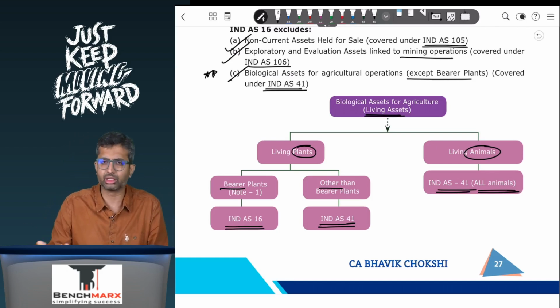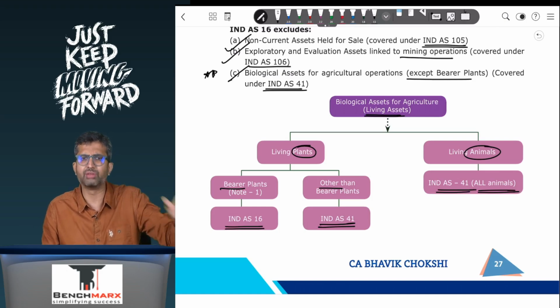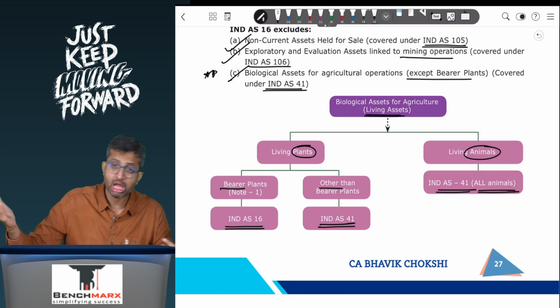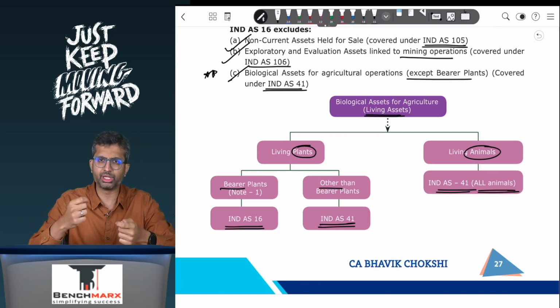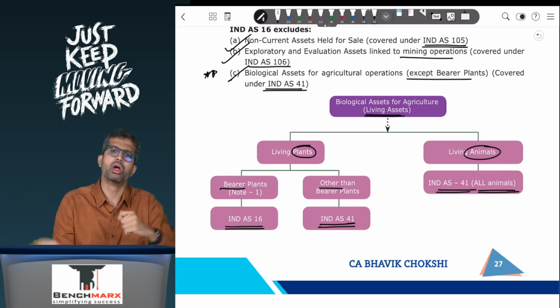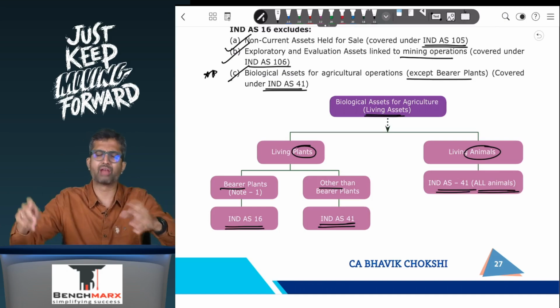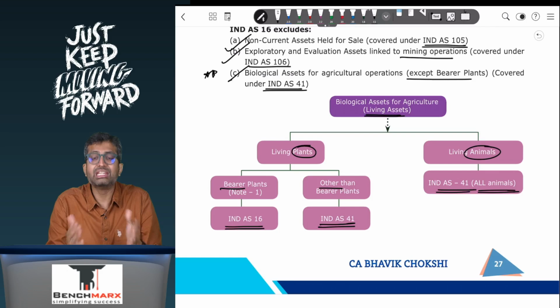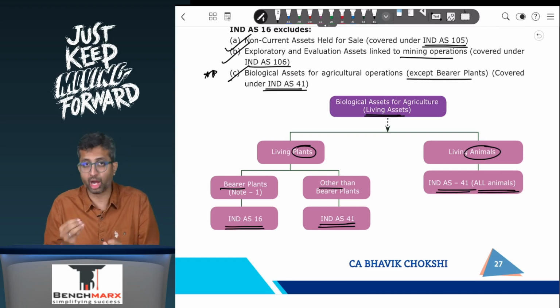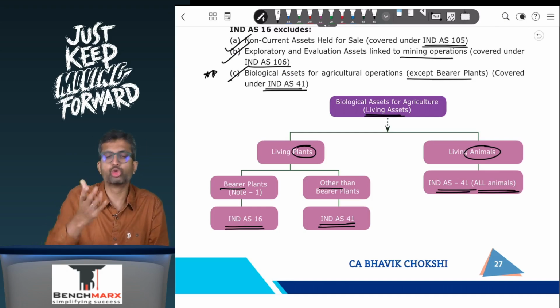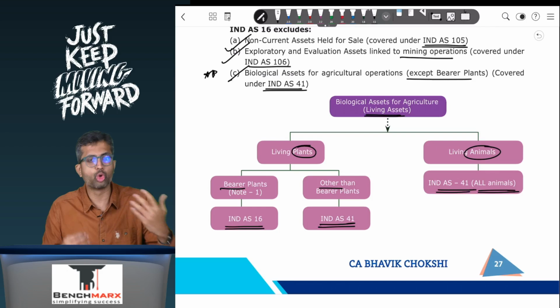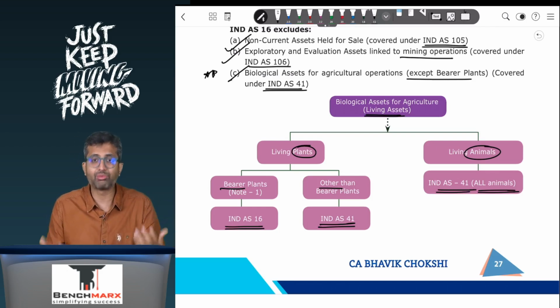However, if you see how agriculture works, there are many seasons like the Kharif season, Rabi season in agriculture. Farmers, what they do is they will grow the wheat grains, then they will harvest them, put a new crop, grow them, harvest them, put a new crop. These plants will not have a life of more than 12 months. For you to be a bearer plant and covered under Ind AS 16, you should have a life of more than 12 months. Like a coconut tree, mango tree will have a life of more than 12 months.